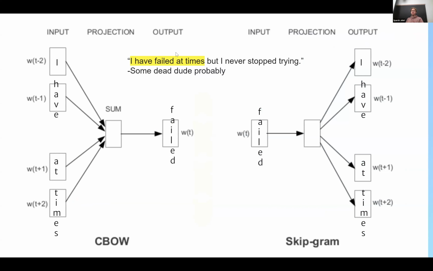And then here are some other ways that we can use word embeddings. So we have the sentence, I have failed at times. So we have, I have blank at times, CBOW here. It computes the sum, gives us a function, and we get failed. And we can also insert a blank word into a sentence like skipgram does here.